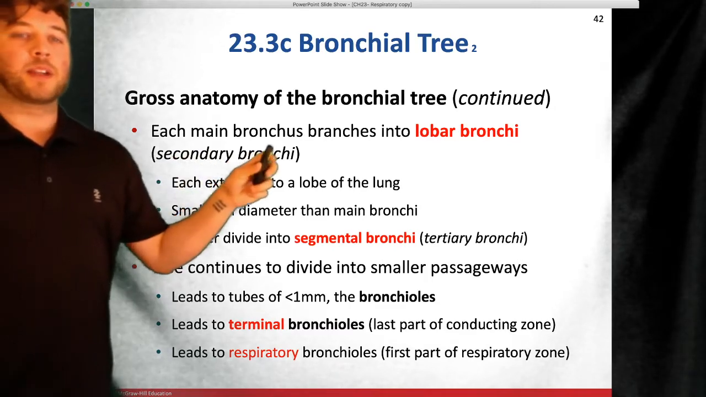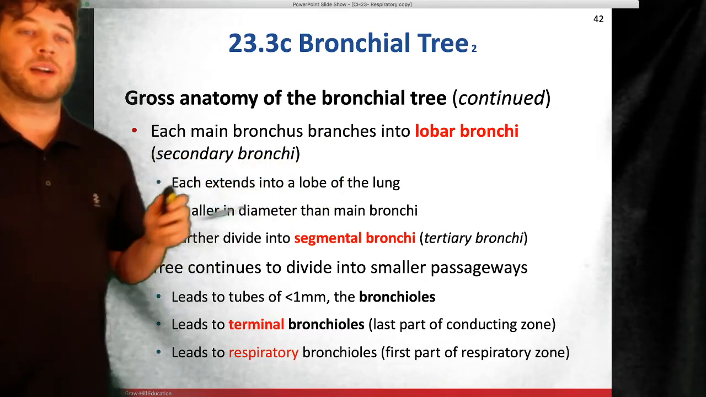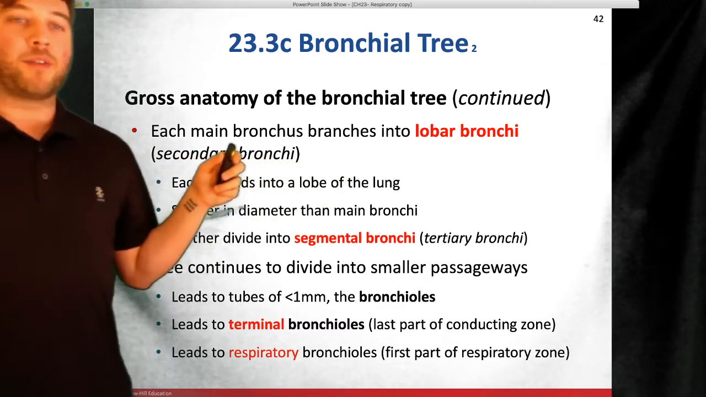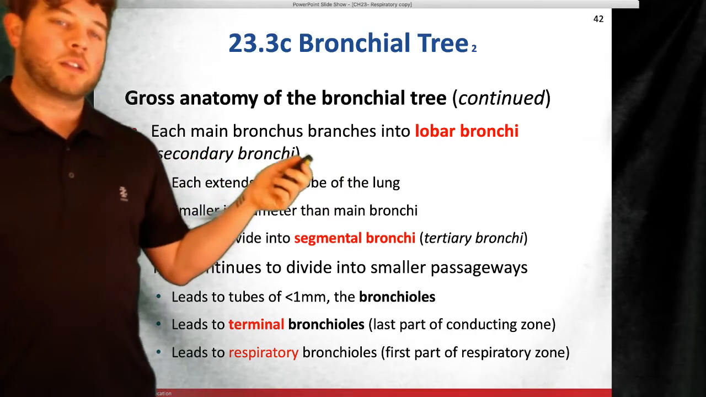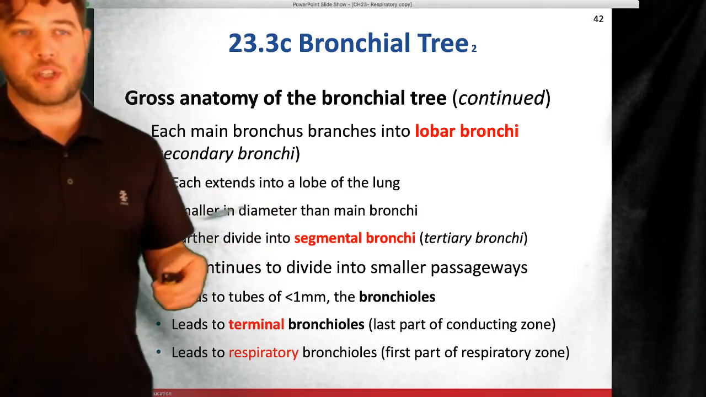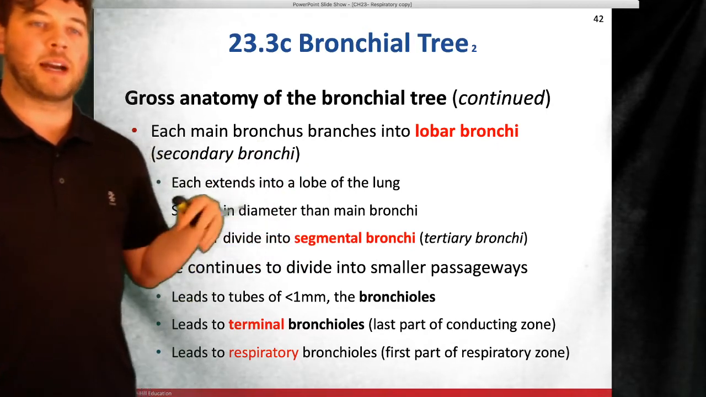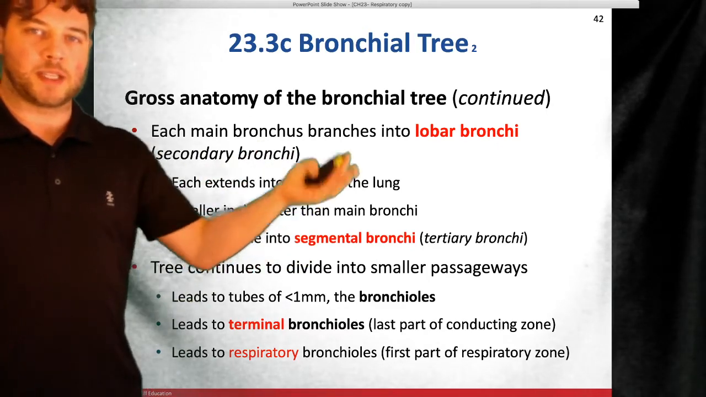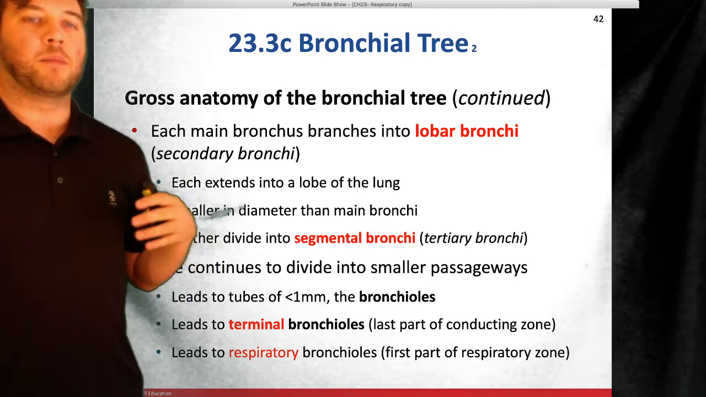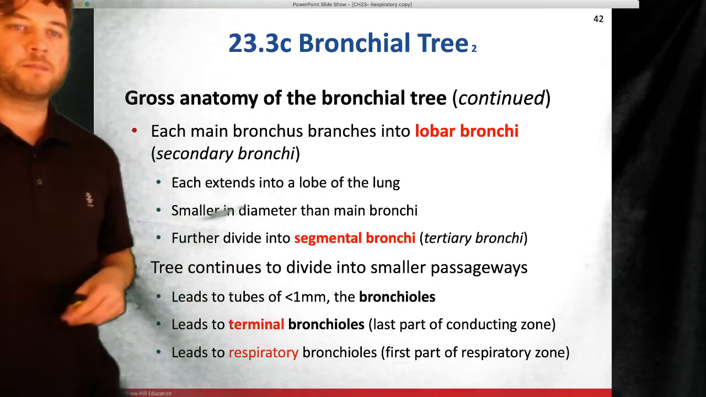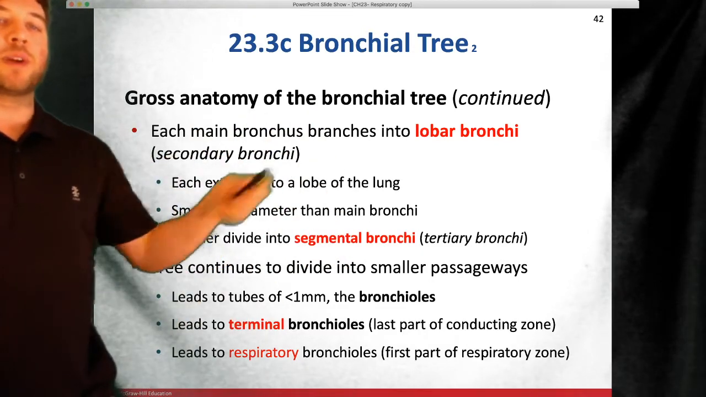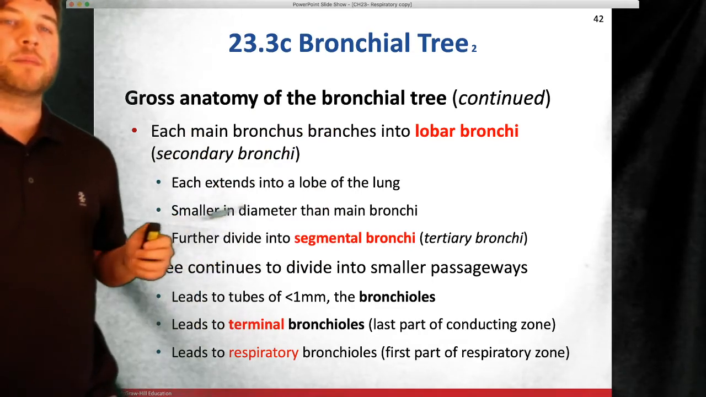Each main bronchus branches into lobar bronchi. We'll see that we have main, primary, lobar, secondary, segmental, tertiary. I'm not really picky about the names. I like using primary, secondary, tertiary because that just makes a lot of sense to me. But you can use whichever one you want. The main bronchus branches into your secondary.